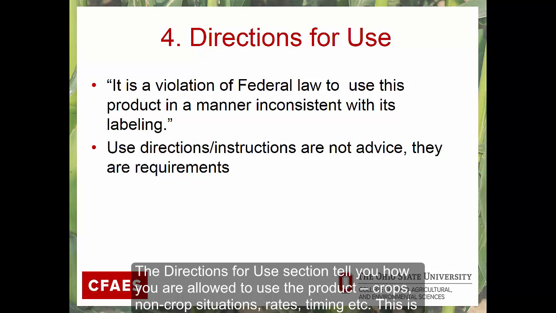Now, the statement in the slide: it is a violation of federal law to use this product in a manner inconsistent with its labeling. This statement appears on every pesticide registered in the United States. Typically, it's the first thing that appears under the directions for use topic heading. What it's telling you is that you must follow the label, and to go against the label is against the law. Use directions are not advice, they are requirements.